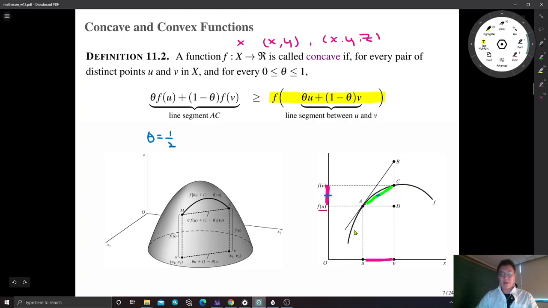When the function is bent downward like this, if we compare these two quantities, this is a typo. The inequality should be reversed. We can easily see that the function's graph is above the line segment AC. In the case of a convex function, the inequality will be reversed, so now the line segment is above the function's graph.